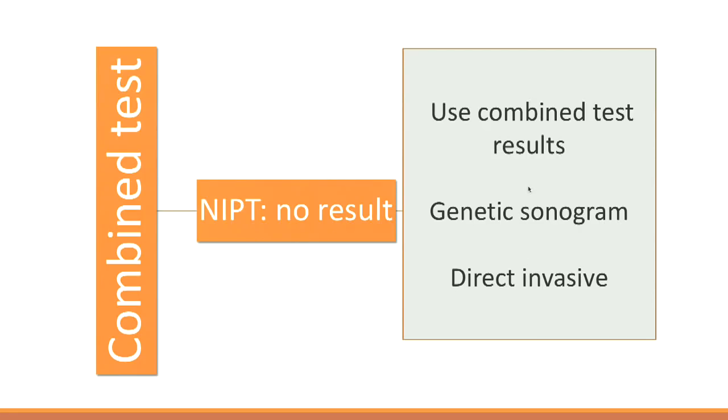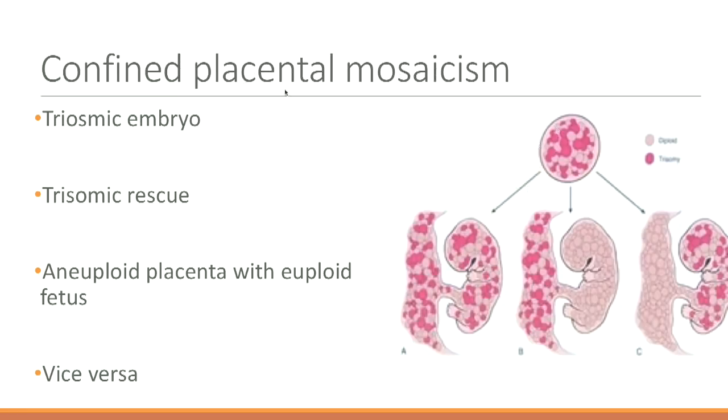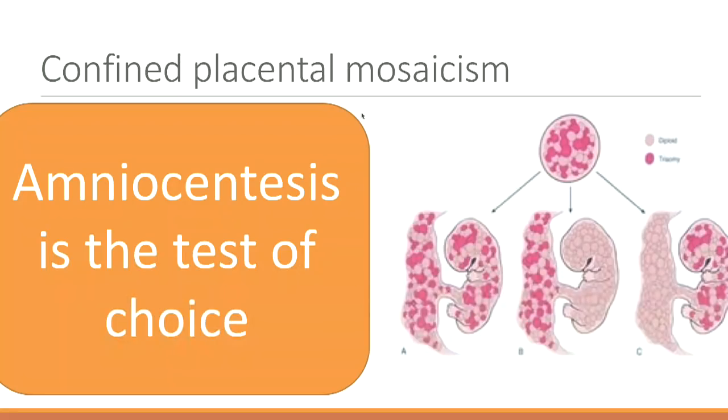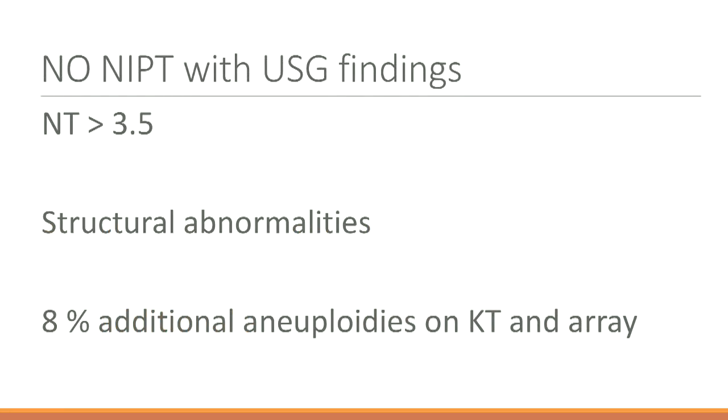And again, it is important to understand that in NIPT we are actually testing cell-free DNA that is derived from the placenta. So, there could be conditions where the placenta is abnormal and the fetus is normal, and it could also happen the other way around, that is the placenta is normal and the fetus is abnormal. And therefore, whenever you have a positive test on NIPT, you have to always go in for an amniocentesis. And you cannot do NIPT if your NT is greater than 3.5 or if there is structural abnormalities, because 8% of the time there would be initial abnormalities that could be picked up on karyotype or on array.